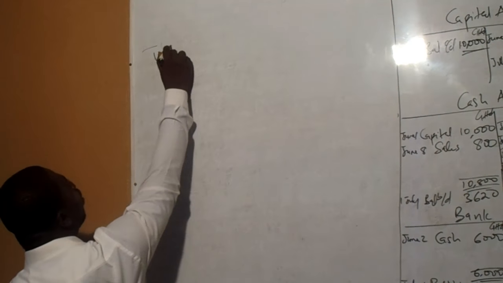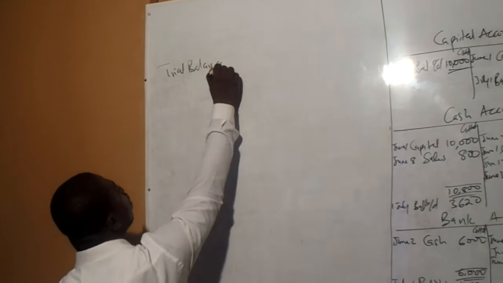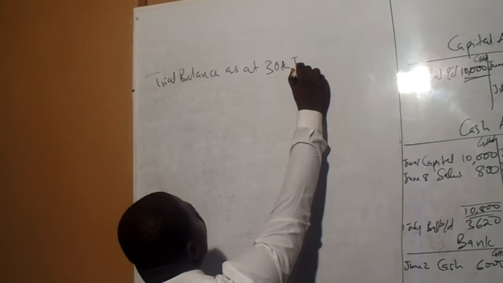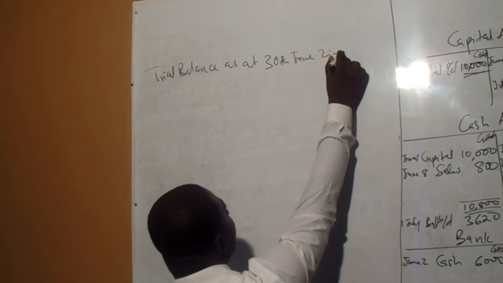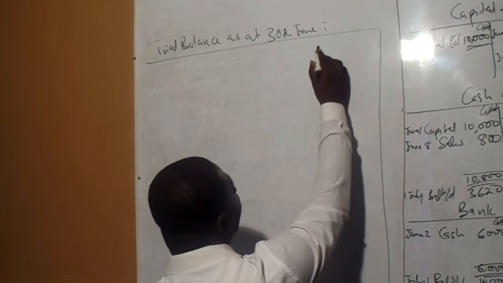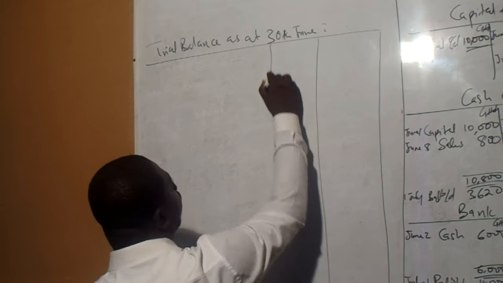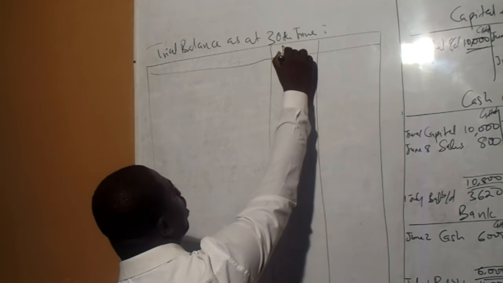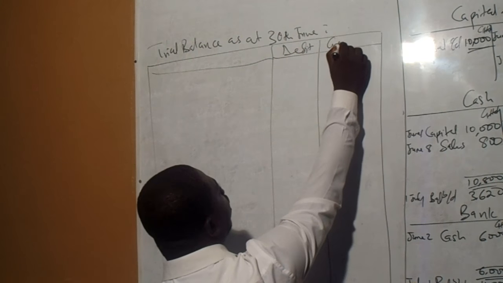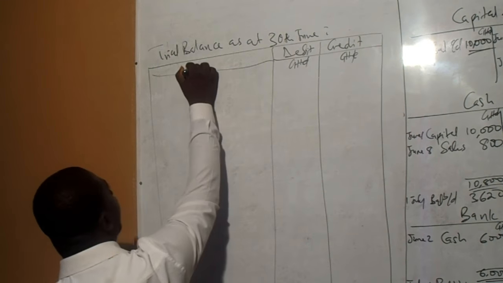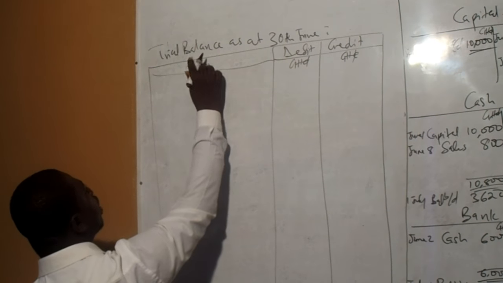I will write trial balance as at 30th June. And the year, whatever year it is, will continue. I didn't choose any year for this particular work. Then there will be a side for debit and a side for credit. So this will receive the debit and this will be for credit. The currency sign should be shown, and here for the account title or particulars.